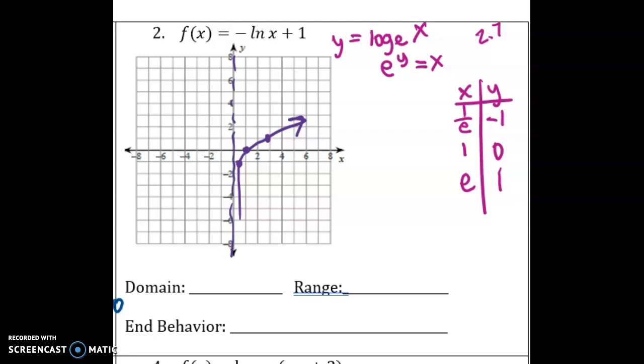So this graph has a negative out front. So this negative out front multiplies to the y's. And then we are going to shift it up 1. So all of these y's get multiplied by -1. So this is now a positive 1, and that's a -1. -1 times 0 is just 0. So let's replot this with the shift in it. So we're 1 over e and now positive 1. This point stayed the same. And then e and -1.